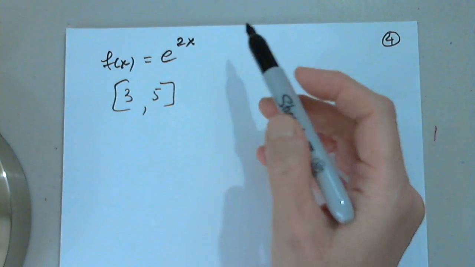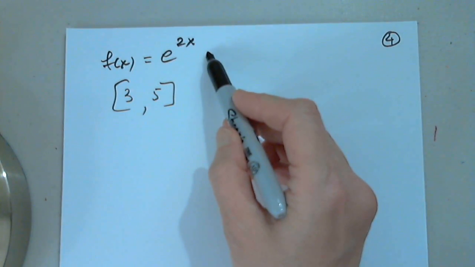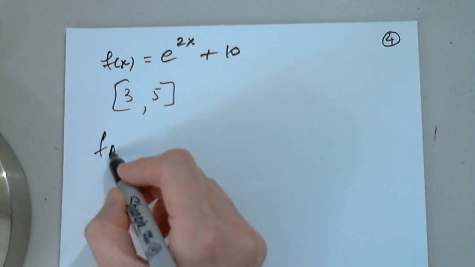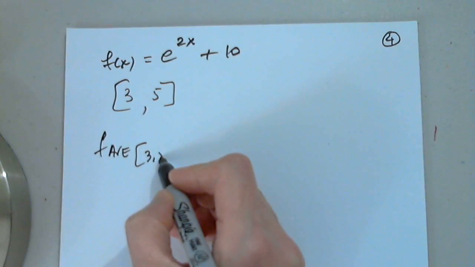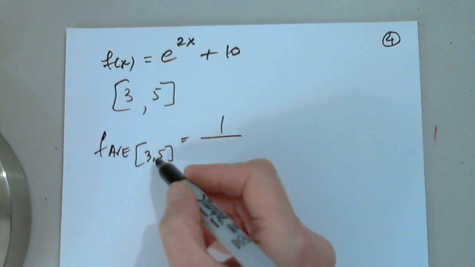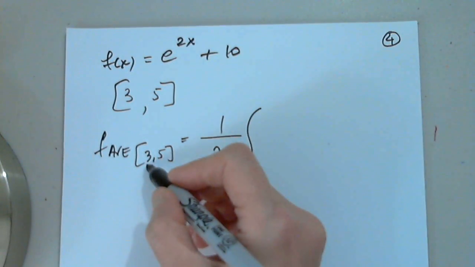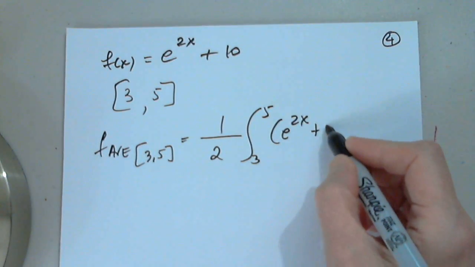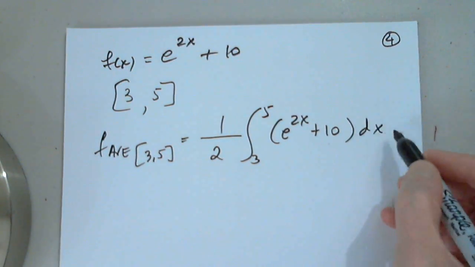Plus e to x. Yep. Plus 10. Awesome. Perfect. So f average on the interval 3 comma 5 will be 1 over 5 minus 3, the integral from 3 to 5 of e to 2x plus 10 dx.